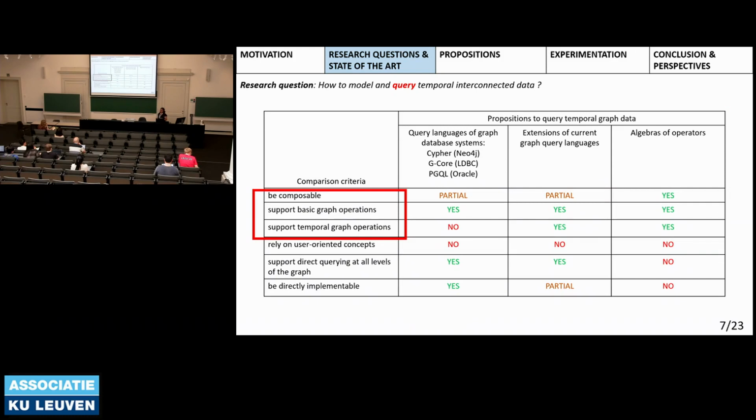To evaluate these solutions, we used basic comparison criteria that we found in the literature. First, a solution must be composable. It means that a complex query can be decomposed into simpler ones to facilitate their understanding and their reuse. Then a solution should support basic graph operations to express analysis without time dimension. And finally, a solution must support temporal graph operations to express temporal analysis, so analysis on graph data with time dimension.